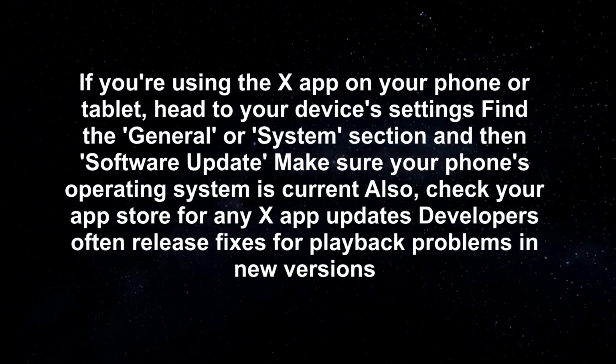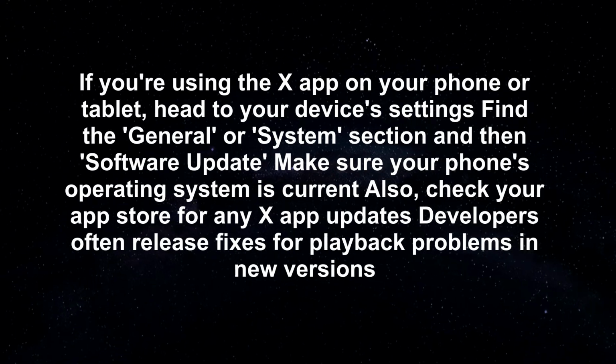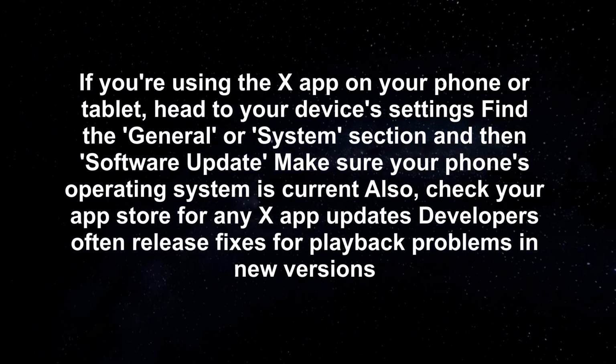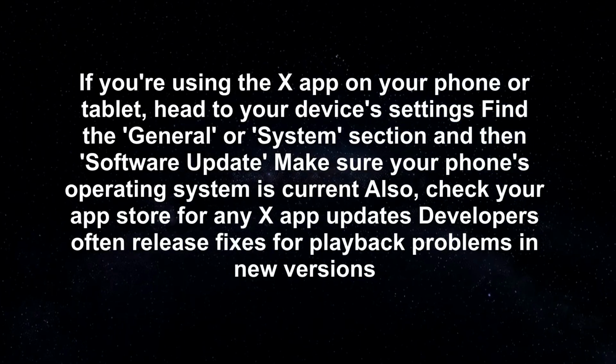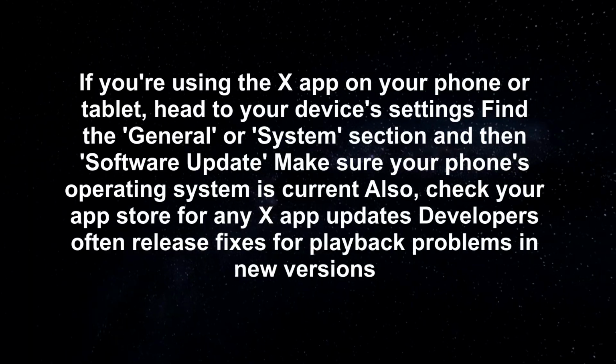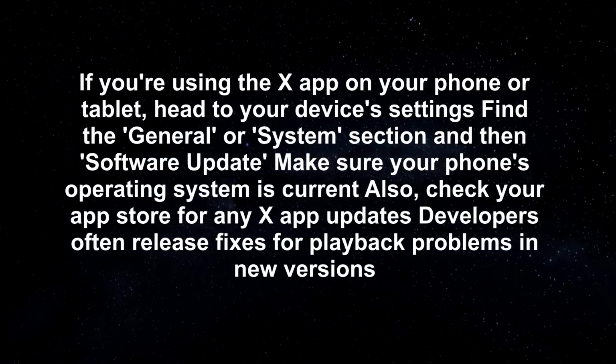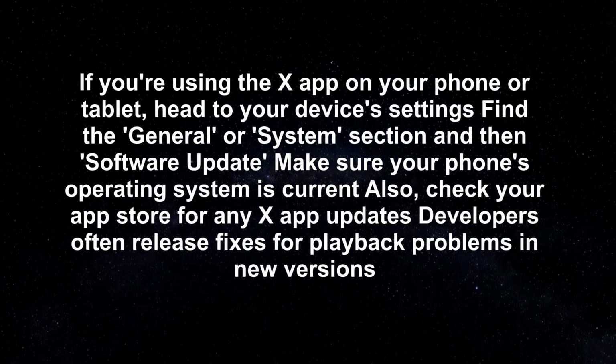If you're using the X app on your phone or tablet, head to your device's settings, find the General or System section, and then Software Update. Make sure your phone's operating system is current also. Check your app store for any X app updates. Developers often release fixes for playback problems in new versions.